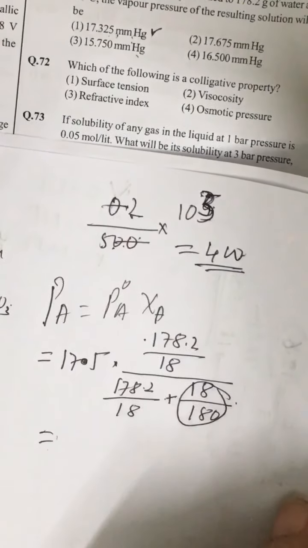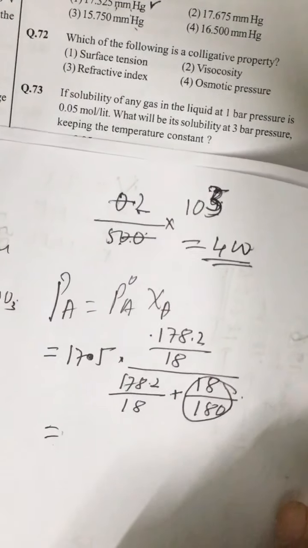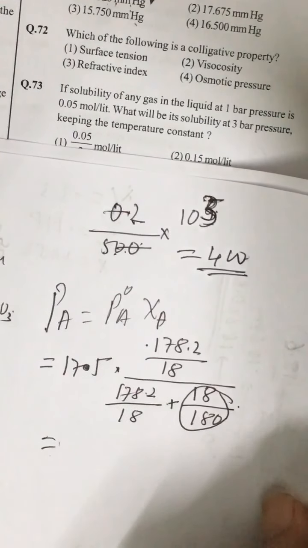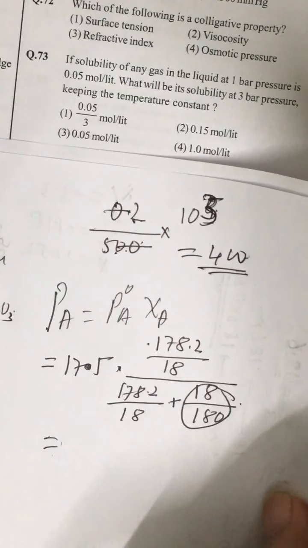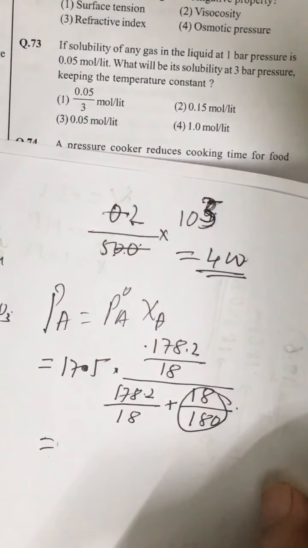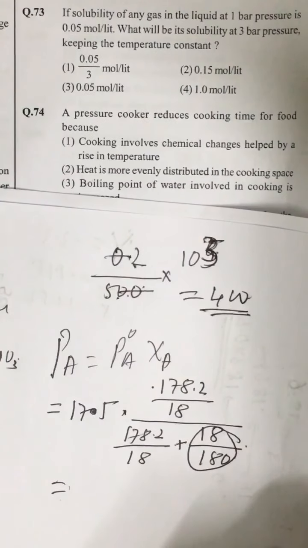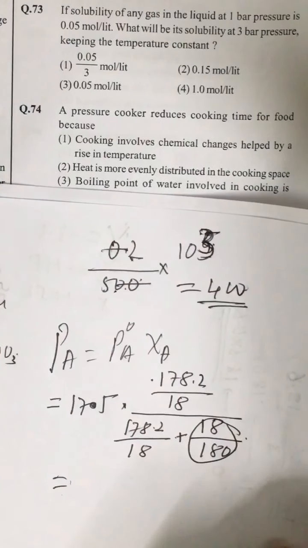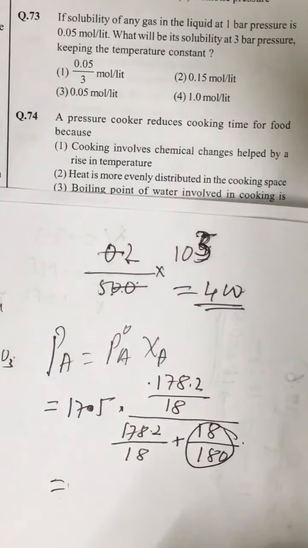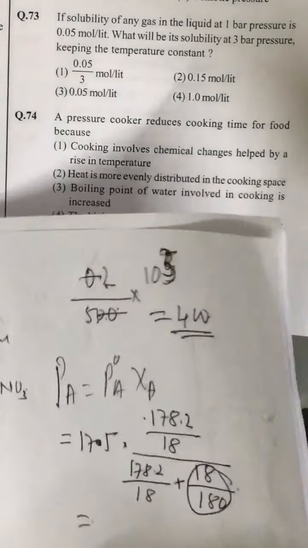Question number 72: which of the following is a colligative property? It is the fourth option, osmotic pressure. And other colligative properties we know are relative lowering in vapor pressure, elevation in boiling point, etc. Now look at question number 73.